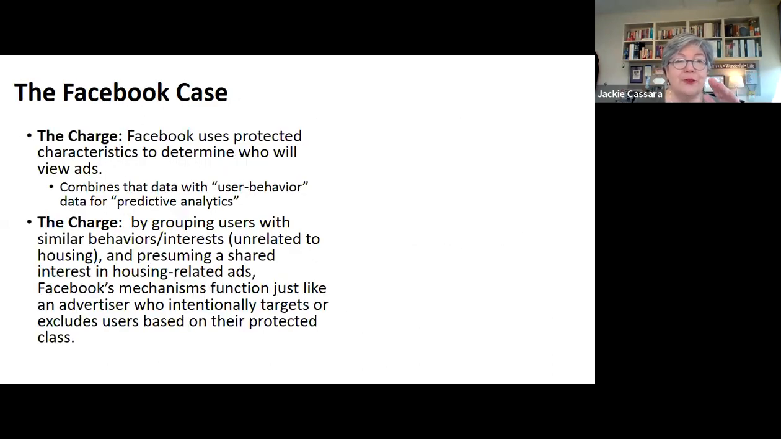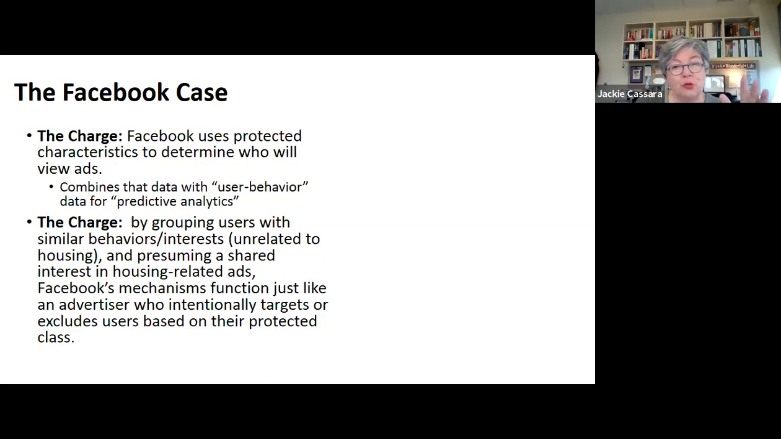So the charge was that Facebook uses these protective characteristics to determine who will see certain ads, and then they combine that data with what they know to be the user behavior matrix, creating what they call predictive analytics. Now I have to tell you, every modern day company that's in existence uses this kind of algorithm to some degree. Everybody who has a website uses predictive analytics to determine what actions people are going to take. But predictive analytics are not something that you should be using to exclude people from seeing things that otherwise they would be able to see.